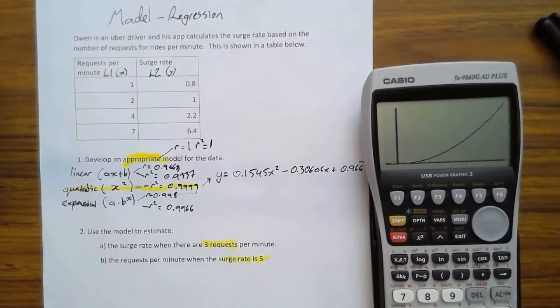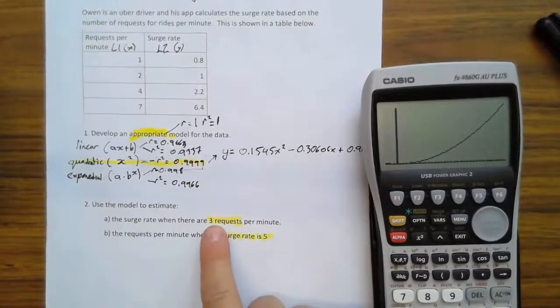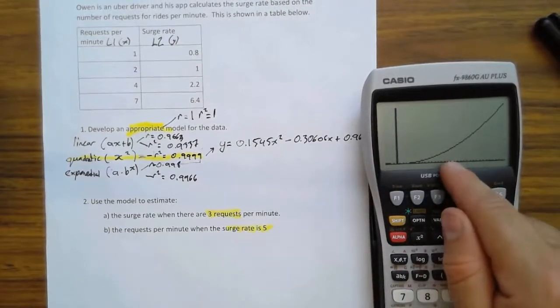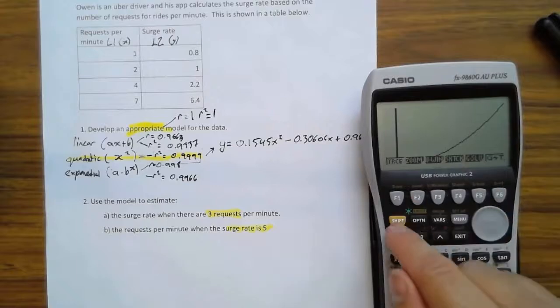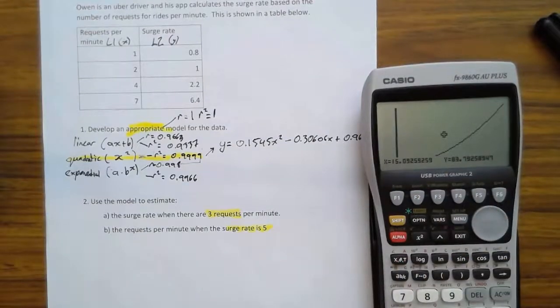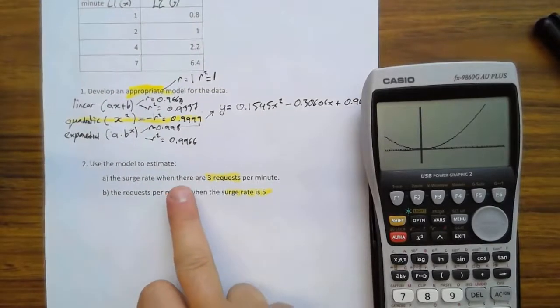Okay. Now sometimes when you try and do the next step, it'll throw up an error. It's probably just because you zoomed in too much. If you're zoomed in too much, just hit shift, zoom, and then out, and then just press enter and it will zoom out. Okay. So let's use this model to estimate this.